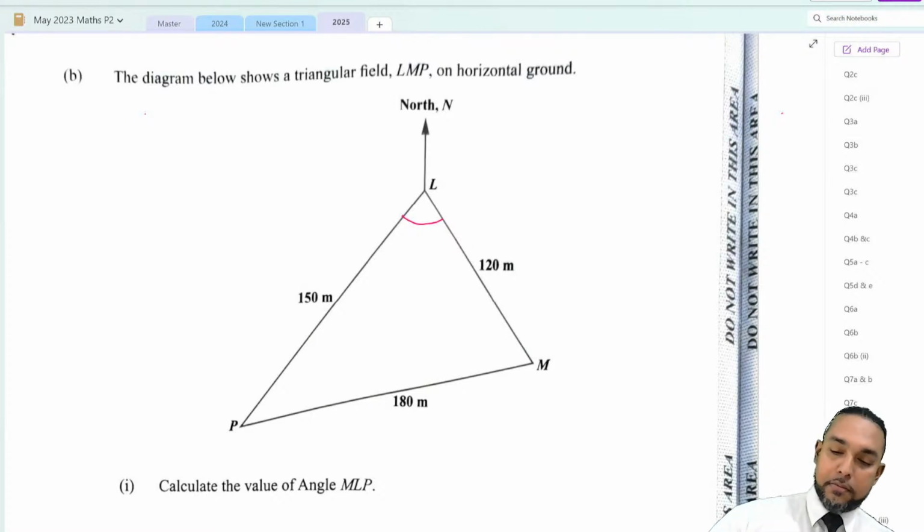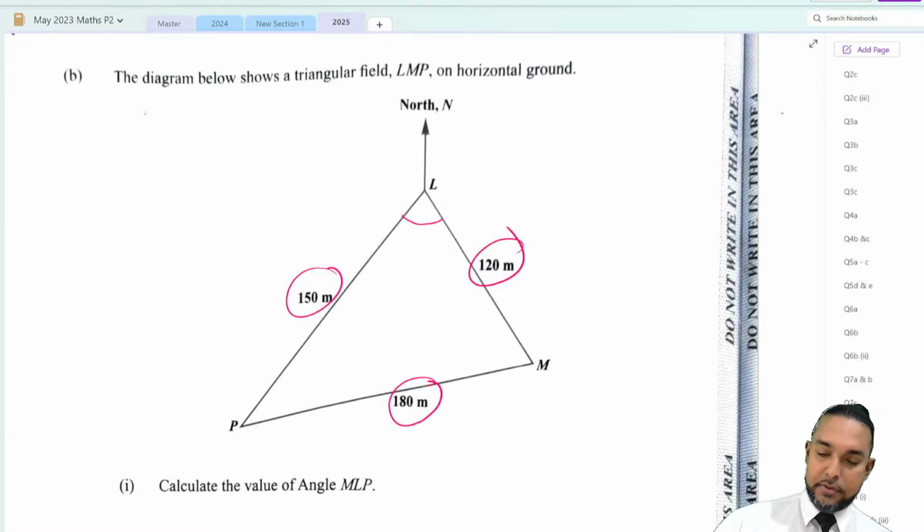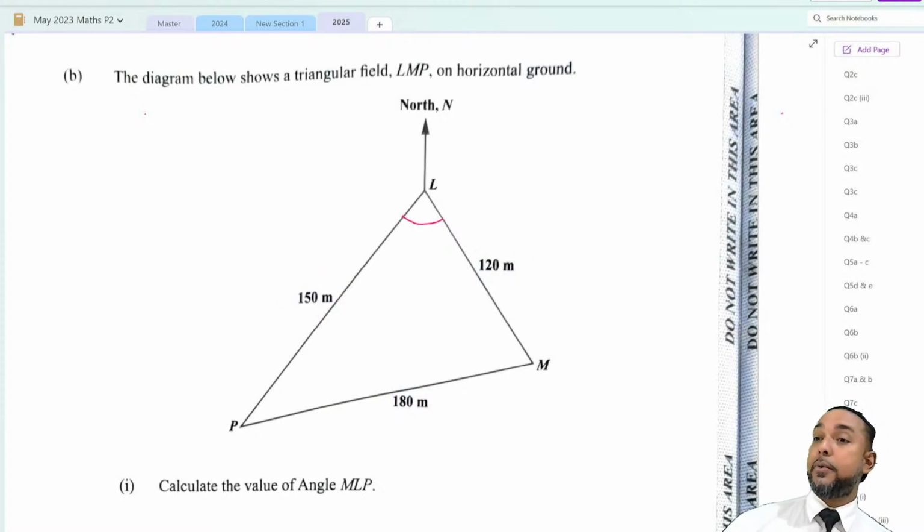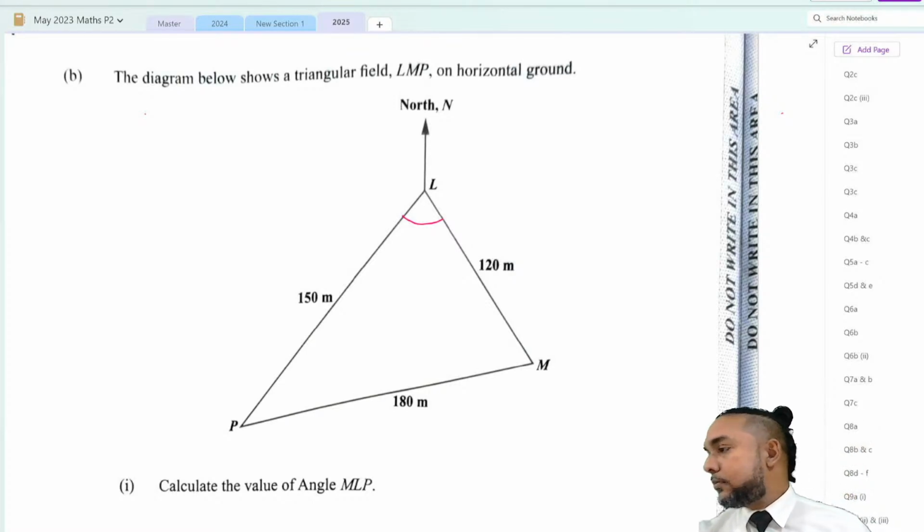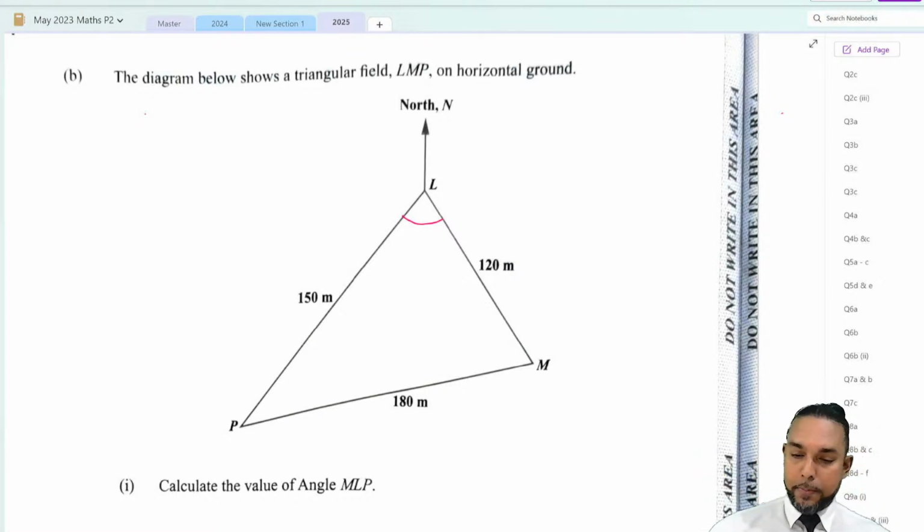Now, we have all three lengths, the magnitude of all three side lengths. So if we have all three lengths in a triangle, right angle or non-right angle, we could use the cosine rule. Now, the cosine rule normally will give us the length of a side.